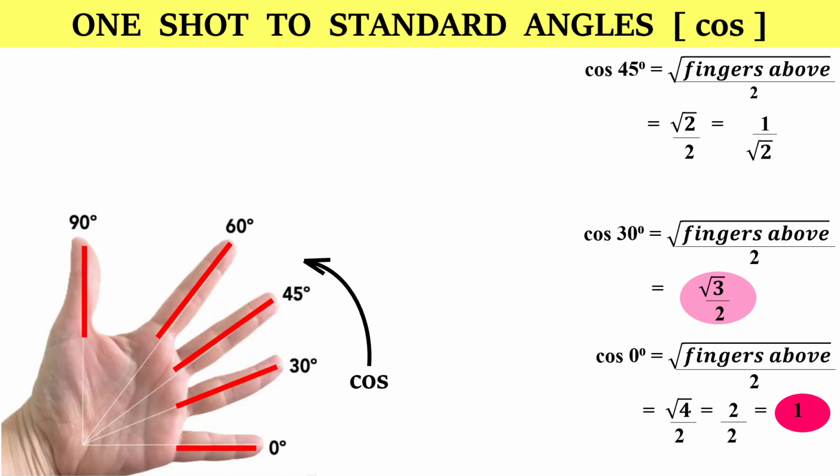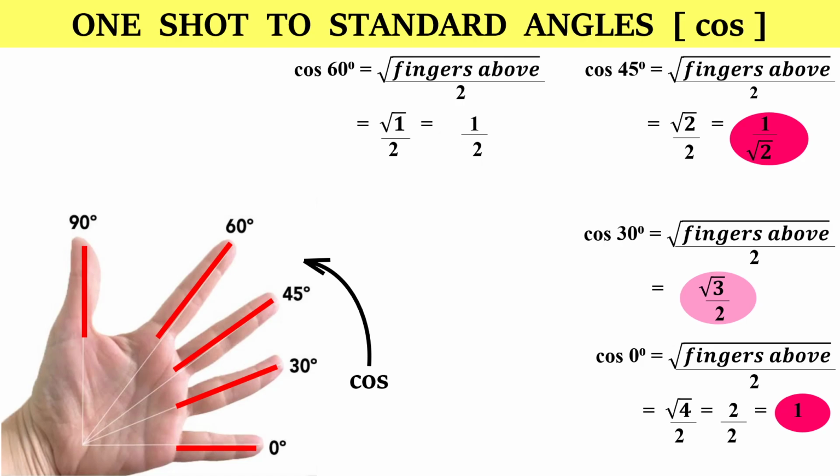Now this can be simplified, because the denominator 2 can be written as root 2 into root 2. So in the numerator and denominator we can cancel one root 2 and we can write it as 1 upon root 2. So when root 2 upon 2 is further simplified, we get the value of cos 45 as 1 upon root 2.